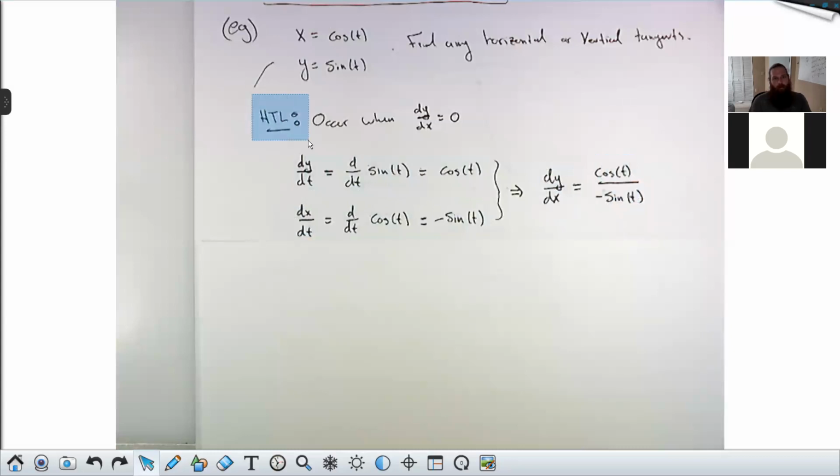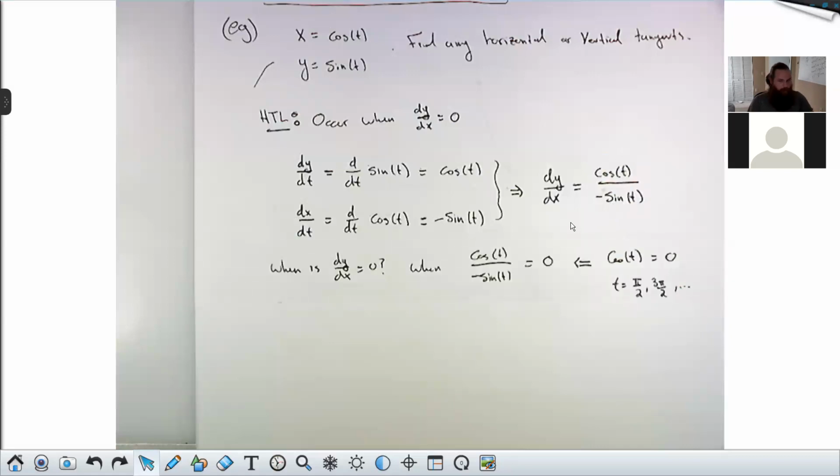So if I want to find horizontal tangent lines, those will be places where dy dx, this thing, is equal to 0. How can something like this be equal to 0? Well, it's a fraction. So fractions are 0 when the top is 0 and the bottom is not 0. So you want to find any t values that make the top 0 and then check and make sure they don't also make the bottom 0. If you happen to find a t value that makes both of these 0, then you need to take a limit and use L'Hopital's rule to figure out what's really going on there. But for us, here we're lucky.